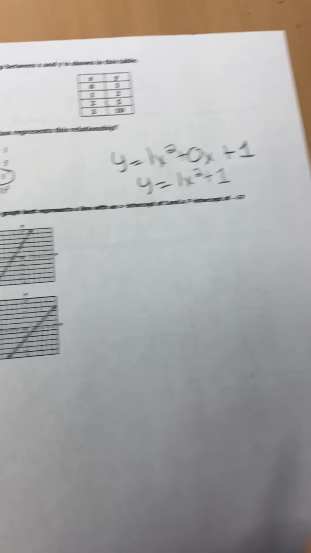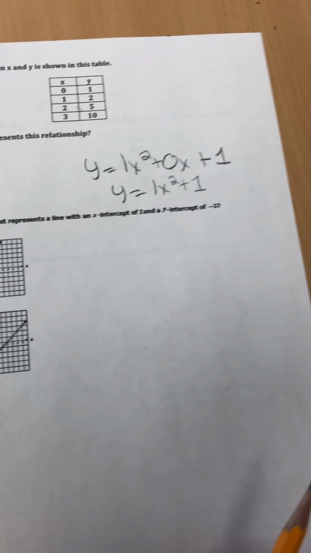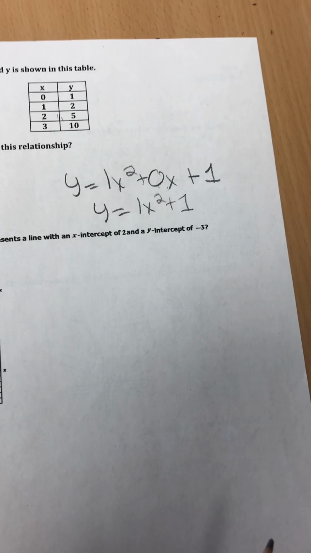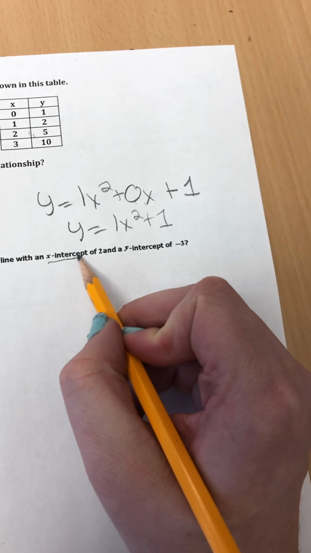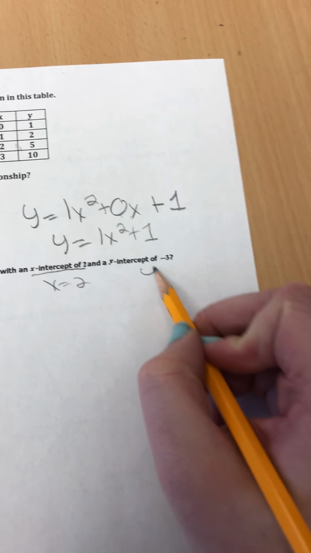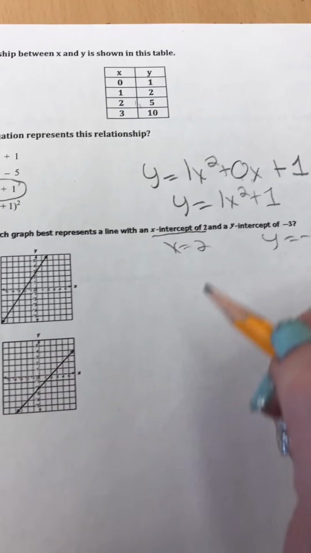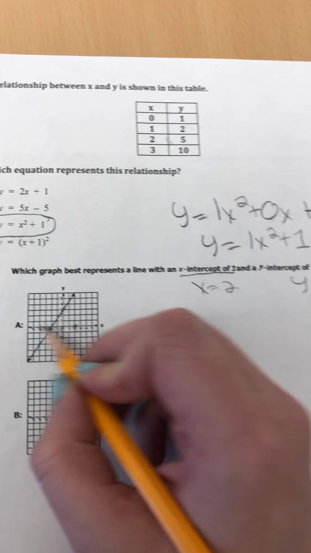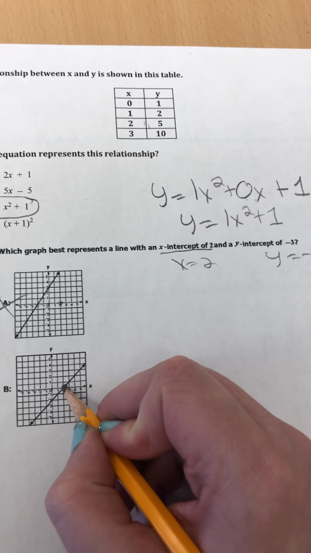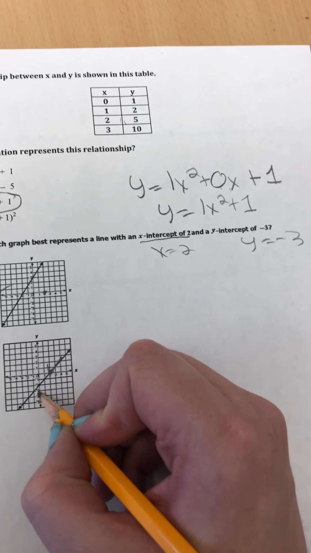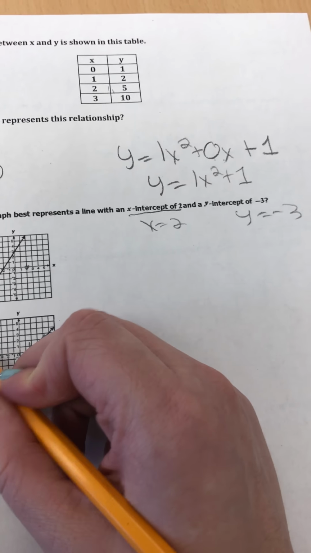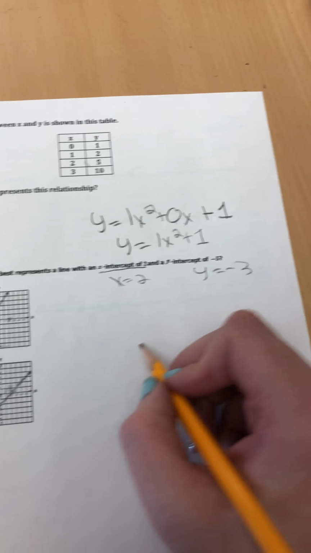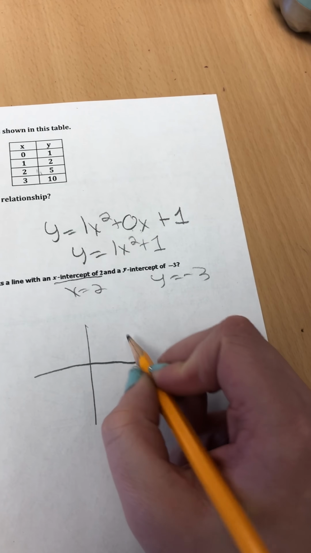All right, so last question, it says, which graph best represents an x-intercept of 2 and a y-intercept of -3? So we're looking for x2 and y -3. All right, so here, x2, no. Here, x2, yes. Here, y -3, no. So that means neither of these graphs represent it, so let's draw our own graph and represent it.